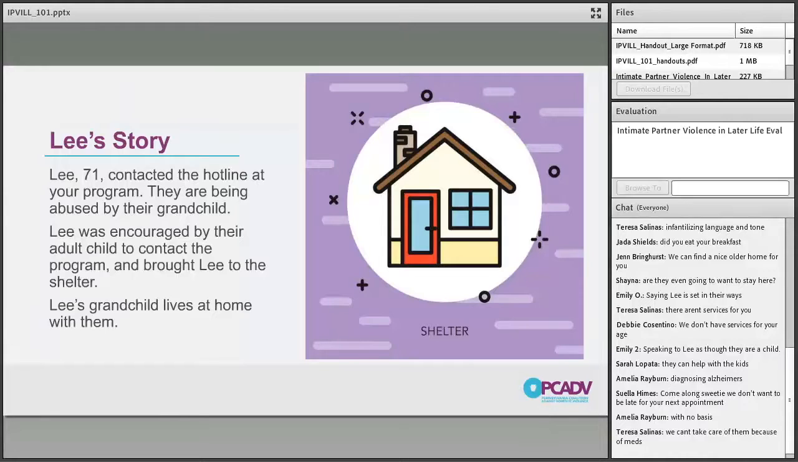Yeah, come along, sweetie. We don't want you to be late. Again, that's talking down to the older adult, infantilizing, using that type of language, and again, taking away the agency from Lee, that Lee is an older adult, and again, able to make their own decisions, and the assumption that we can't take care of them because of the meds.